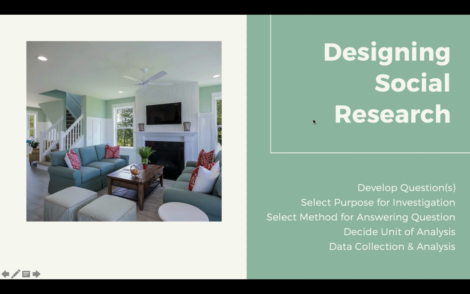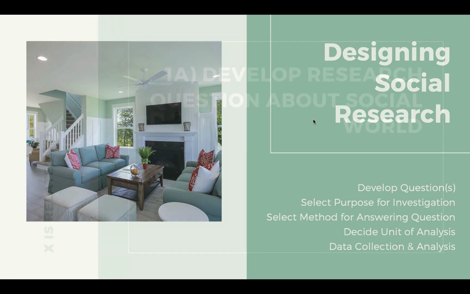You also have to decide on the unit of analysis that you're going to use. Are you going to look at individuals? Are you going to look at groups, families, cities, states, counties, these kinds of things? So what is your unit of analysis? What level of social life are you going to be analyzing? And then the next step is to collect those data and then analyze them.